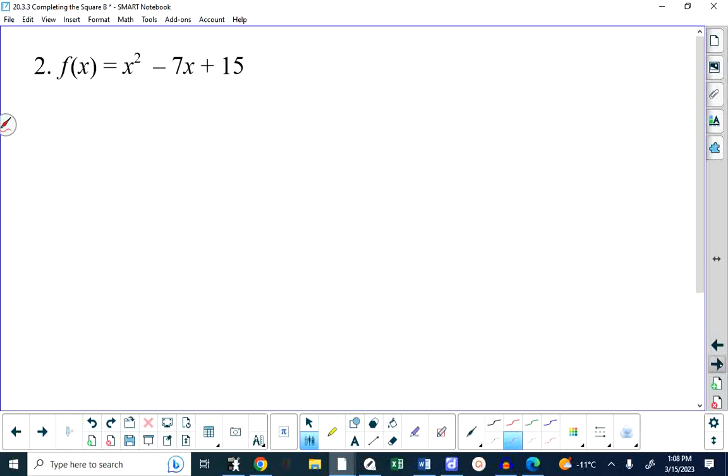X squared minus 7x plus 15. Well, this is actually kind of nice because the coefficient of x squared here is already 1. So we don't need to factor anything out. We can just worry right now about adding the number to make this a perfect square trinomial. How do we do that? We take b, divide it by 2, and square it. I would like everybody without a calculator to figure out what we would write when we take negative 7 and we divide it by 2 and square it.